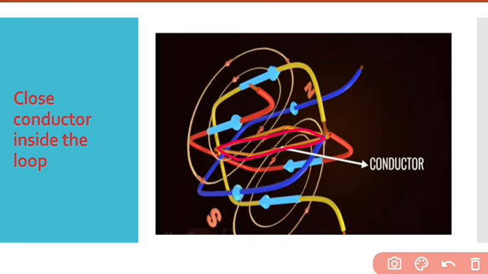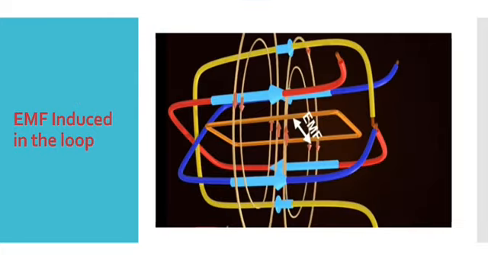As soon as you put a closed conductor inside it, according to Faraday's law, because the magnetic field is varying, an EMF will be induced in the loop. Whenever the EMF is induced in that loop, the EMF will produce a current in the loop. Thus the situation becomes like a current carrying loop situated in a magnetic field.